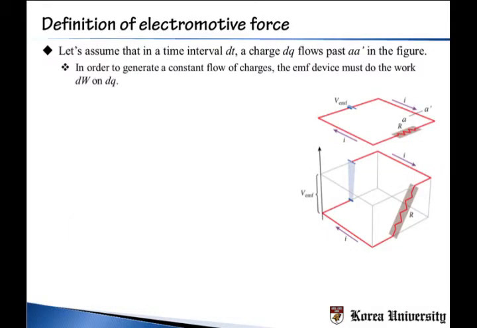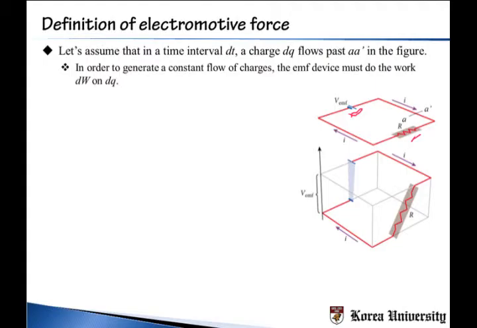So in the previous slide, we discussed what an EMF device is, but we didn't really discuss the electromotive force itself. So here, let's try to define the electromotive force in a better way. Okay. So in the figure on the right side, we are showing an electric circuit including an EMF device. So here, this example shows a battery, okay? And then there is a resistor where the work will be done, okay?